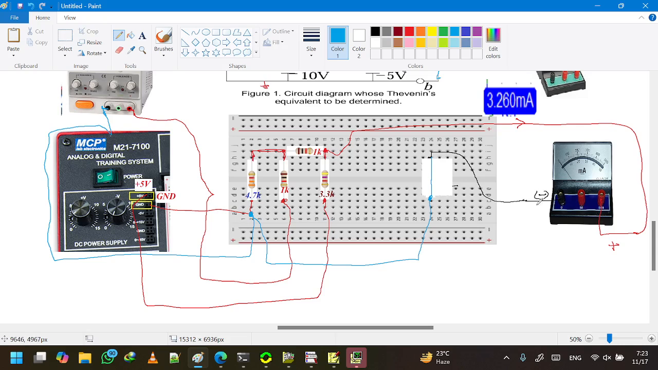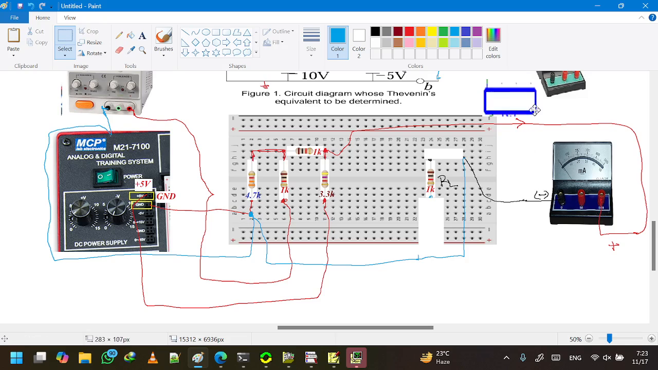Or if we do not want to do it, we can simply disconnect this wire and connect it to the ground and get rid of the connections with that RL. So this way RL will be isolated and will not have any effect on the circuit. So right now the ammeter reading will give us the short circuit current.